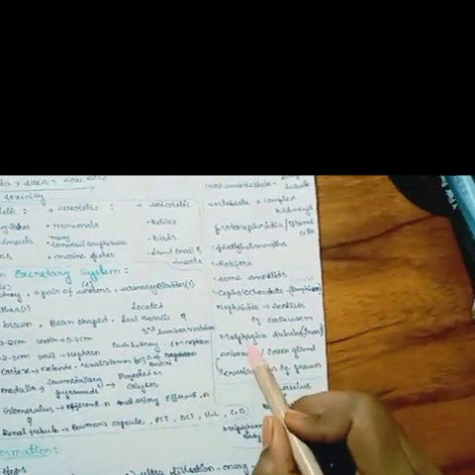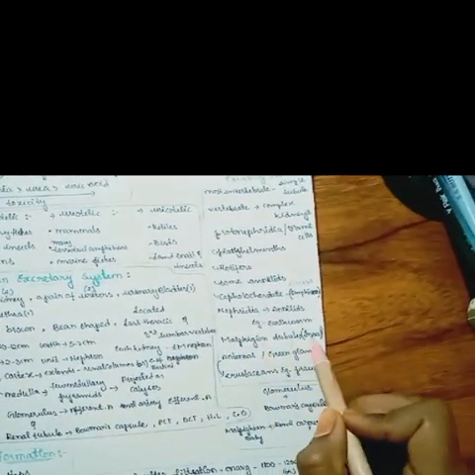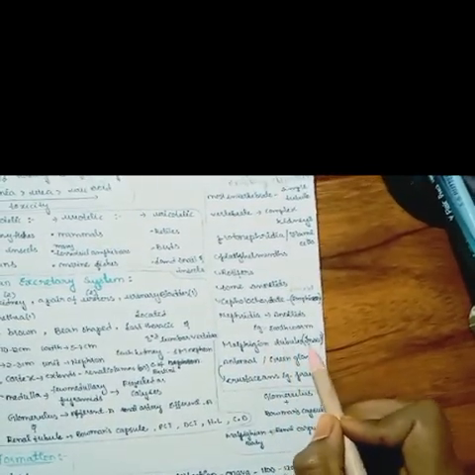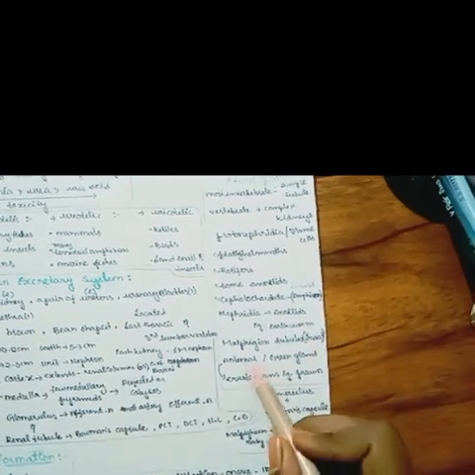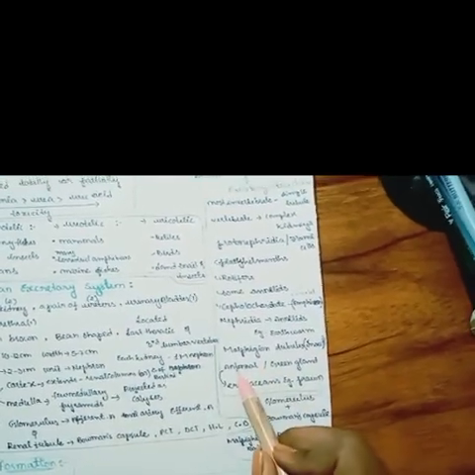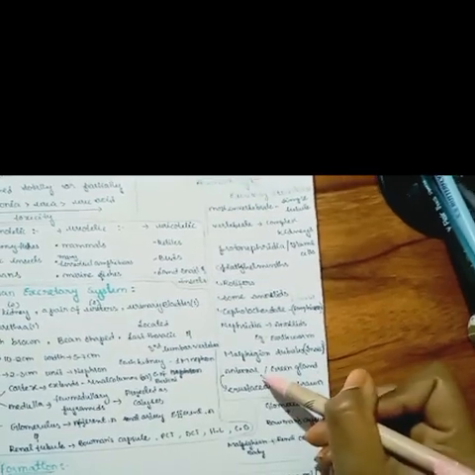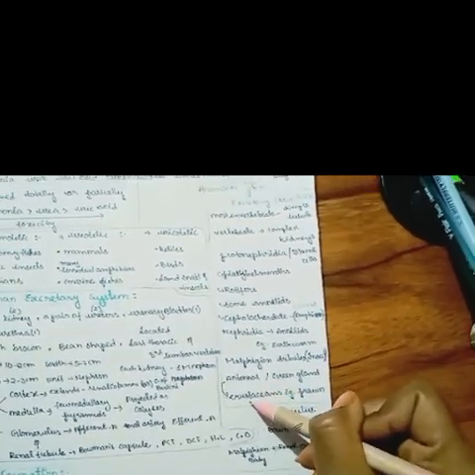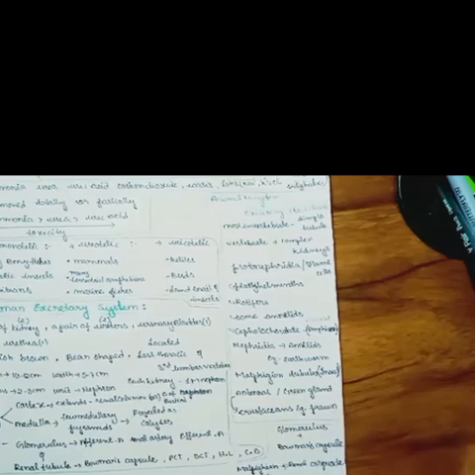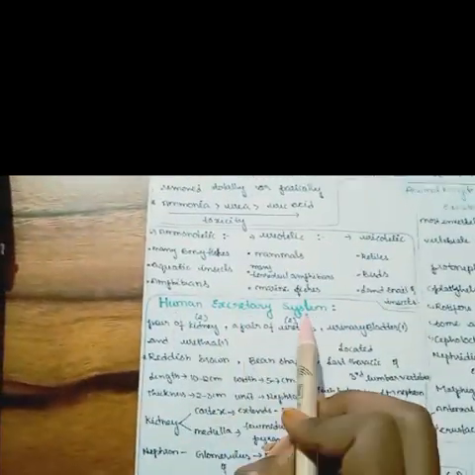Next is Malpighian tubules. Malpighian tubules are excretory structures of insects. We find them in insects. Next is antennal or green glands. Antennal or green glands are present in crustaceans. An example is prawns.